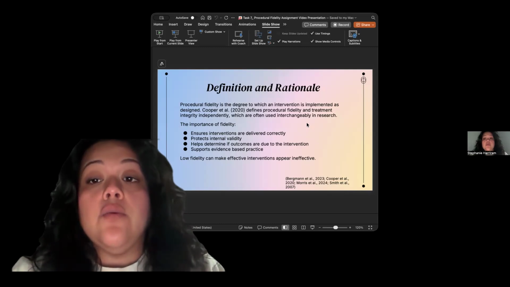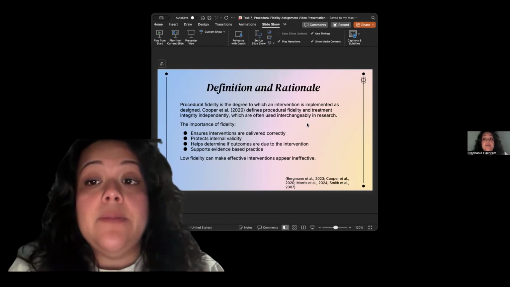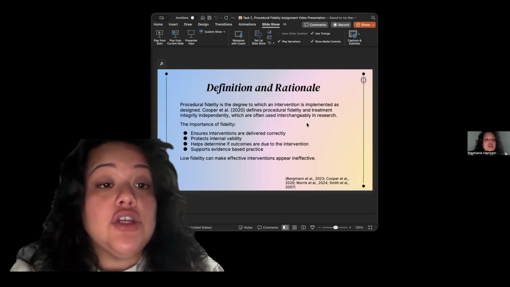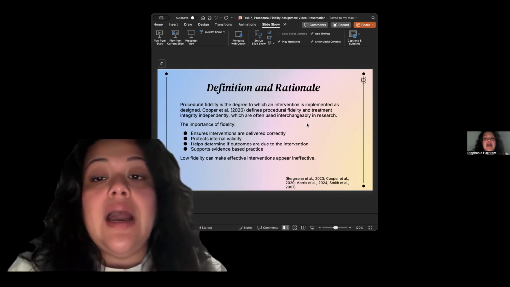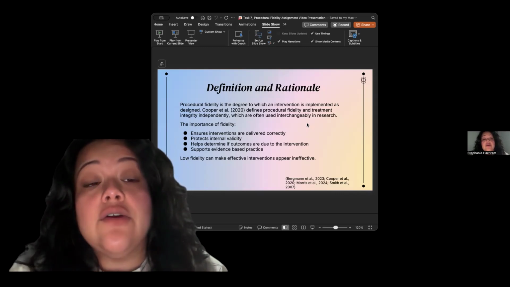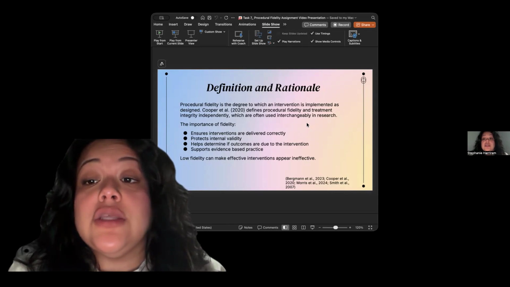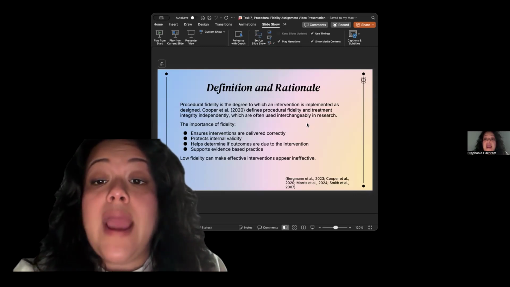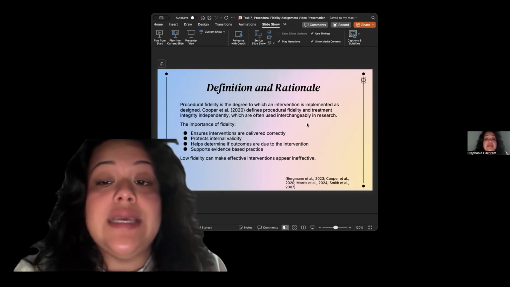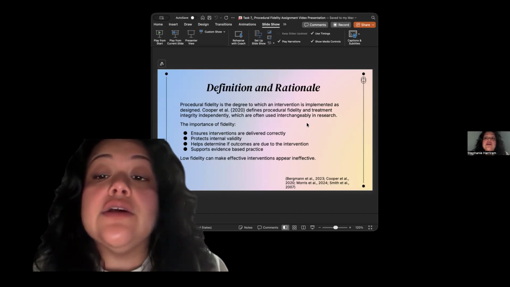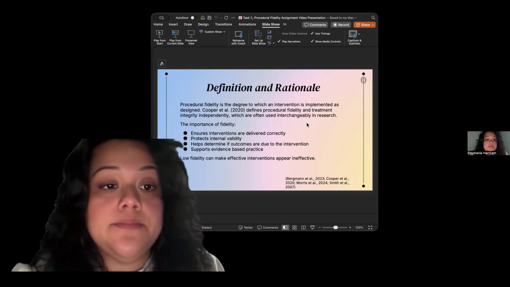In our research, we define procedural fidelity and use it interchangeably with treatment integrity as the degree to which an intervention is implemented as designed. However, Cooper et al. does create a clear distinction between those two terms. They define treatment integrity to refer to the extent to which the independent variable is implemented as planned, while procedural fidelity is more accurately referred to as the extent to which the procedures in the conditions are correctly implemented, and this includes baseline, not just the intervention.